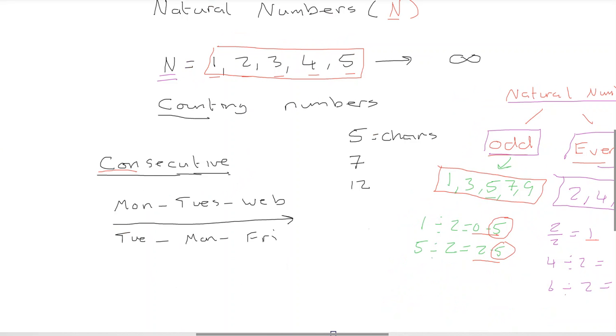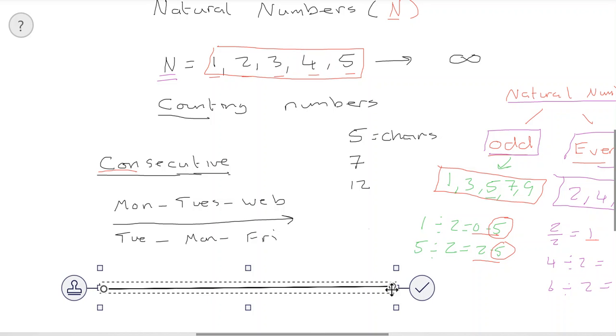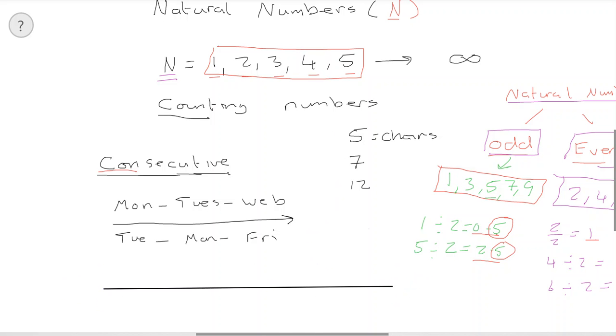Okay, so let's think about this idea of what's known as a number line. So what we can do is we can draw a line like so. And we can use this number line to represent our natural numbers.